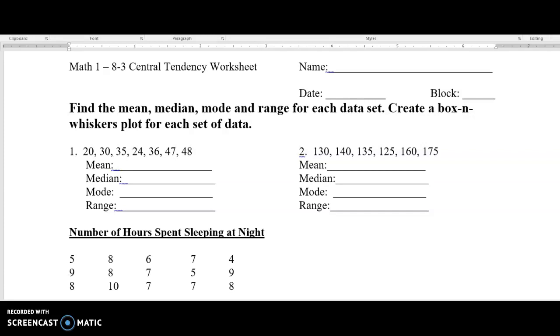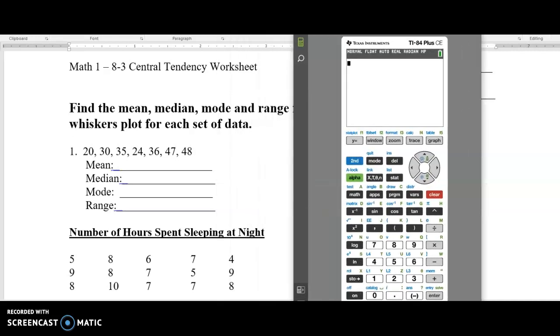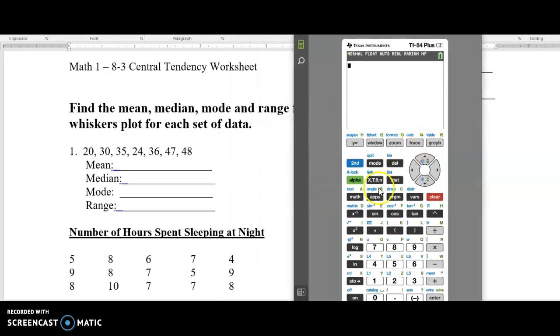So we're going to look at central tendencies and mainly mean, median, mode, and range. And then I want to show you how to find the quartiles in your calculator. So we're going to use the calculator a lot. You do have access to a graphing calculator when you take the final exam, the EOC. So I want to show you how to use it to find all the data that you need.